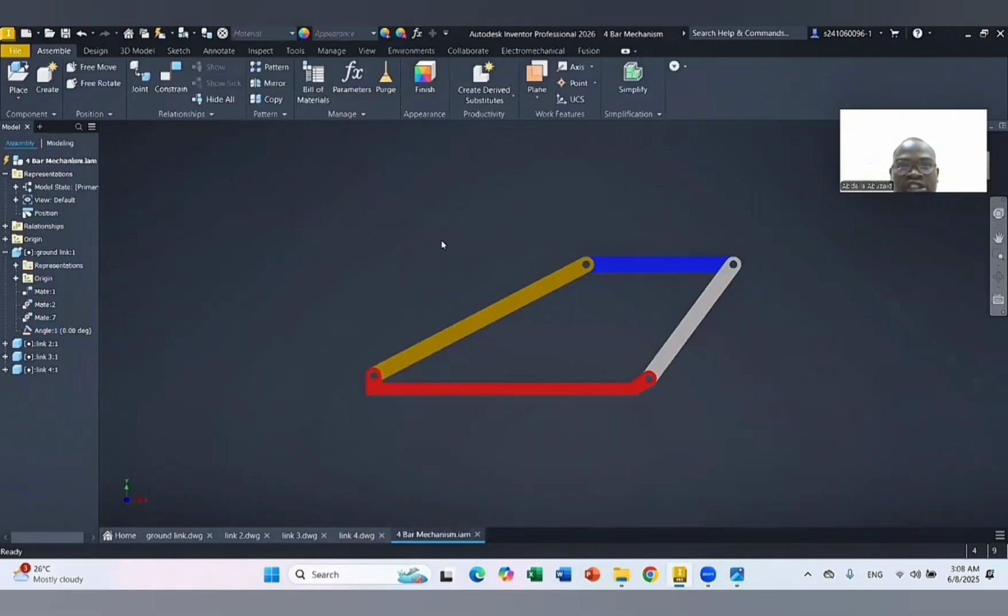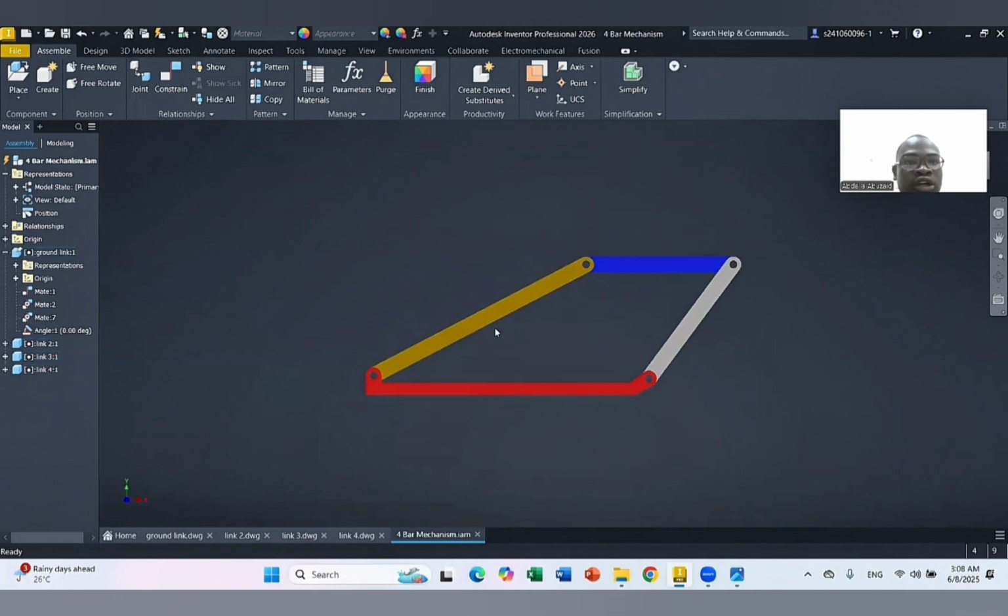We can notice that this 4-bar linkage is a non-Grashof triple rocker mechanism because the sum of the shortest link, which is link 4, and the longest link, which is link 3, is bigger than the sum of the other 2 links, link 1 and link 2. So this means none of these links can make a full rotation. It can only oscillate or act like a rocker.